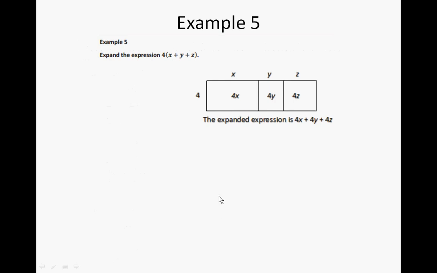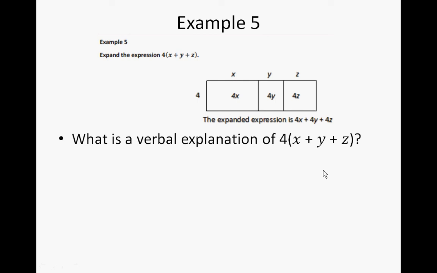Okay, example 5. Expand the expression 4 times the quantity of x plus y plus z. Well, we just write x, y, and z, and a 4 on the left, and then show that 4 times x is 4x, 4 times y is 4y, and 4 times z is 4z. So the expanded expression is 4 times x plus 4 times y plus 4 times z.